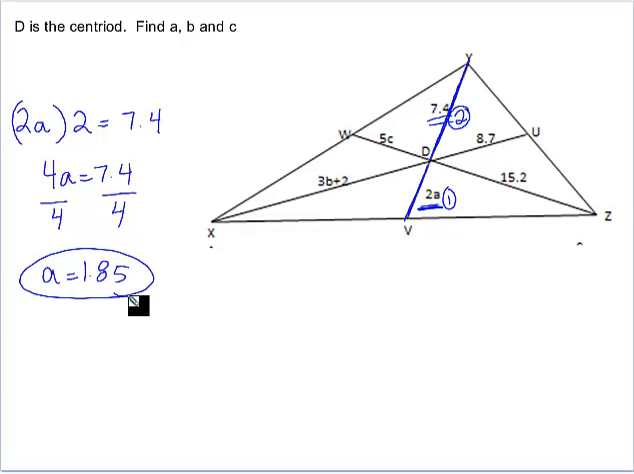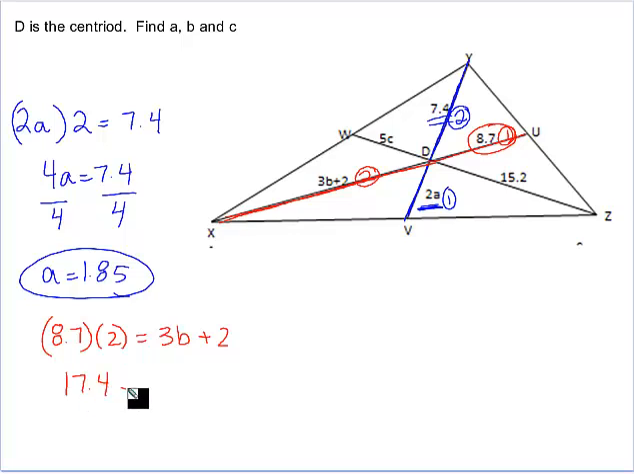Okay, now let's go and find B. So here's the line with B. So from X to D, that's the longer side, so that should be twice as big as from D to U. So that means if we take our smaller side, our 8.7, and we times it by 2, that should equal our longer side of 3B plus 2. Well, 8.7 times 2 is 17.4, which is equal to 3B plus 2.